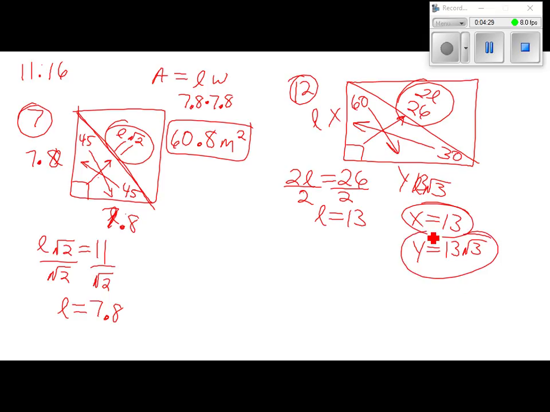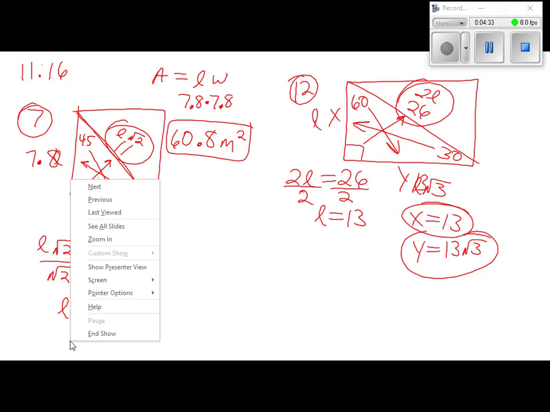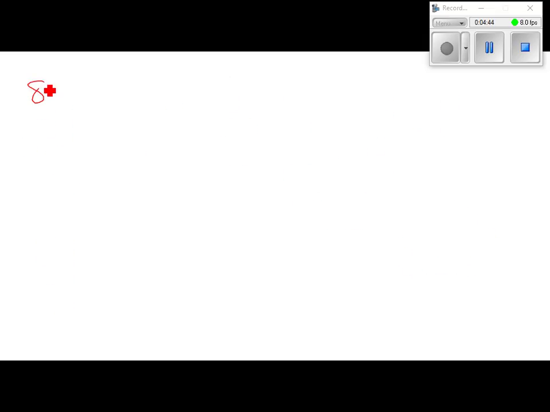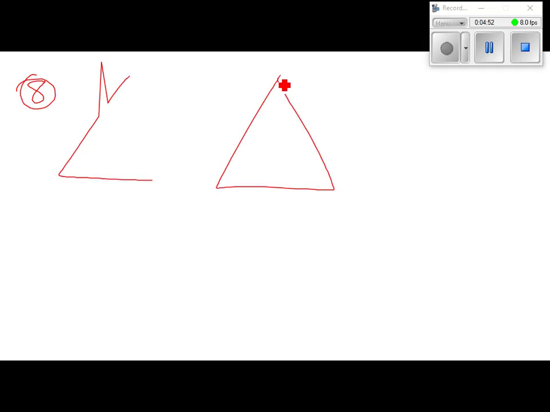Next question. 8. So everybody got that before I erase it? Yes, no, maybe? Number 8, find the area of this triangle. What's the formula for area of a triangle? 1/2 times base times height.